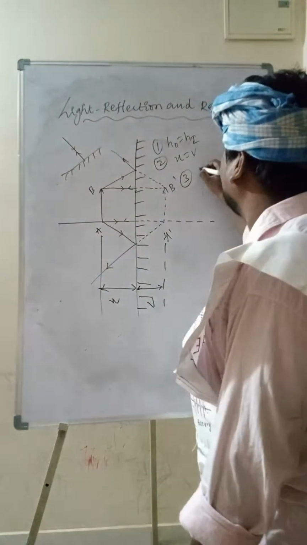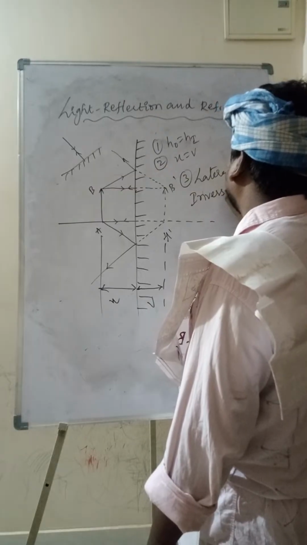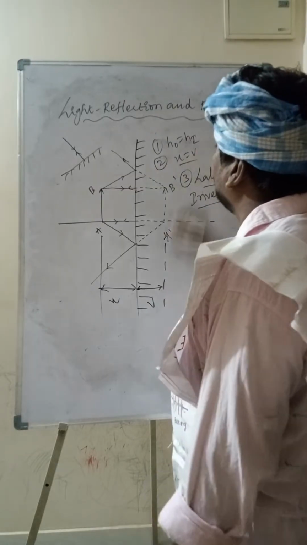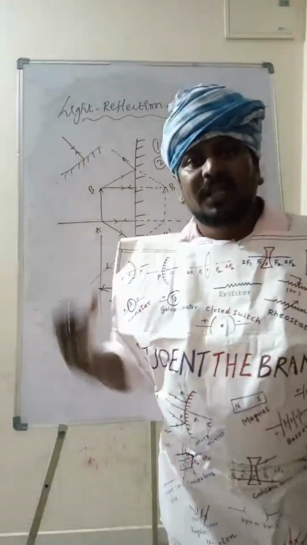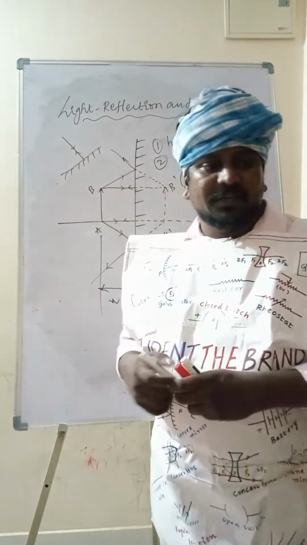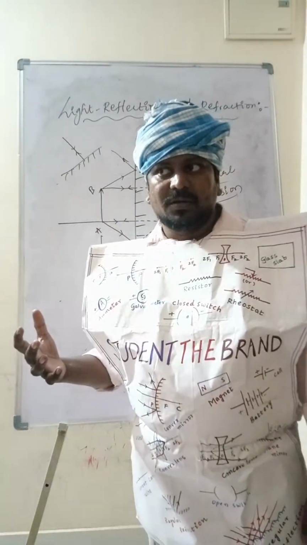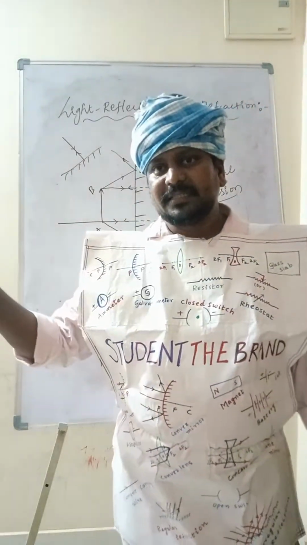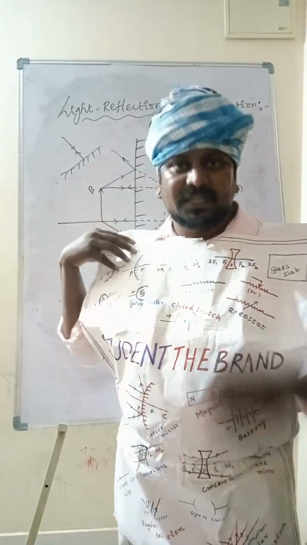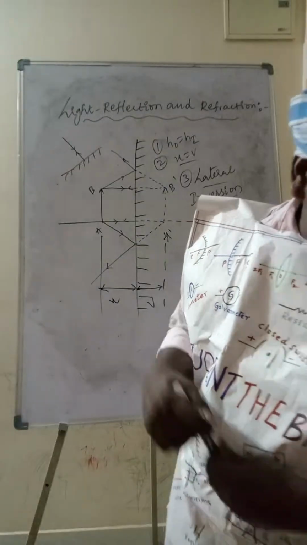And the third one is, it shows lateral inversion. Lateral inversion. What is lateral inversion? The phenomenon of converting the left side to the right side. If you are seeing the mirror reflection, our right side object appears to be on the left side, and the left side object appears to be on the right side. So that is a mirror image. Okay. So we are considering the mirror image.